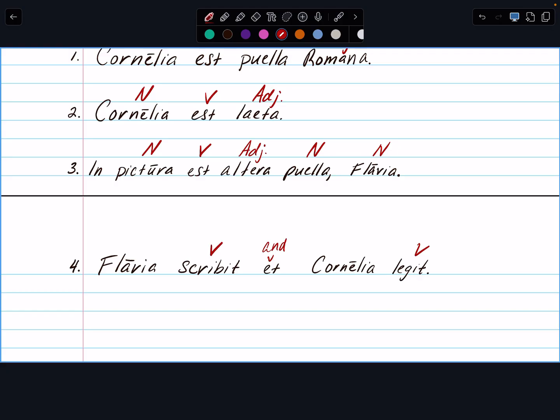Okay. Quid significat scribit? What does it mean, everybody? Quid significat legit, everybody? Read. Good. Okay, now we've got Flavia and we've got Cornelia. Both of those will be marked up as nouns because they are certainly people. Now they are dead people because this happened a long time ago. But that's okay, they're still people. Still counts. Okay. Is this making sense?